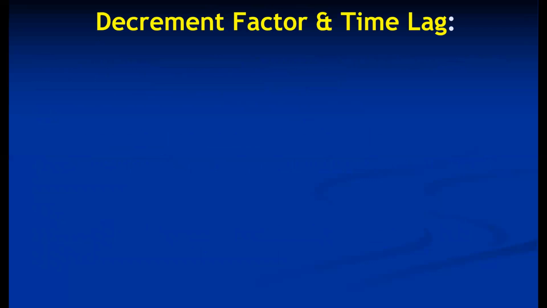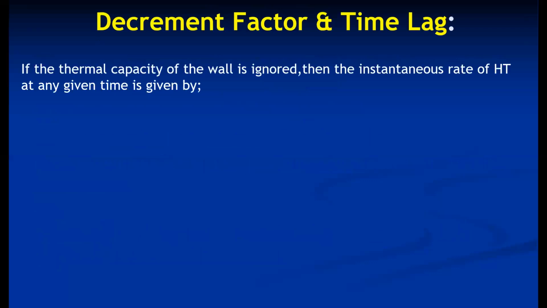The decrement factor and time lag method is mainly used for calculating the heat transfer through structural walls. Here we are not considering the glass wall, only the walls, maybe the side walls as well as roof or floors. If the thermal capacity of the wall is ignored, then the instantaneous rate of heat transfer at any given time is given by this expression.